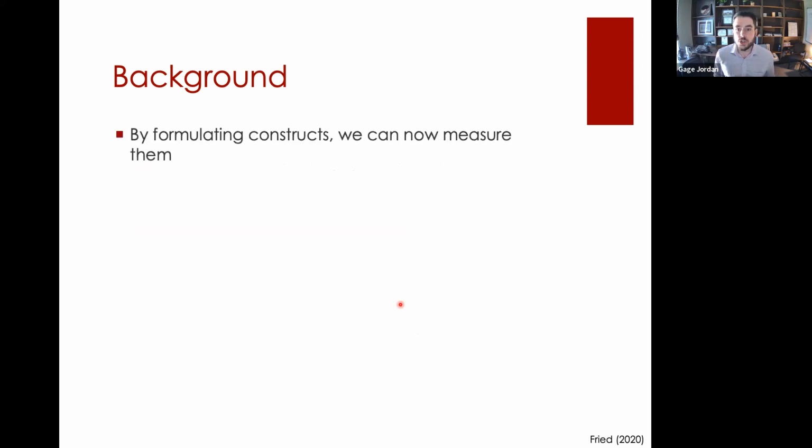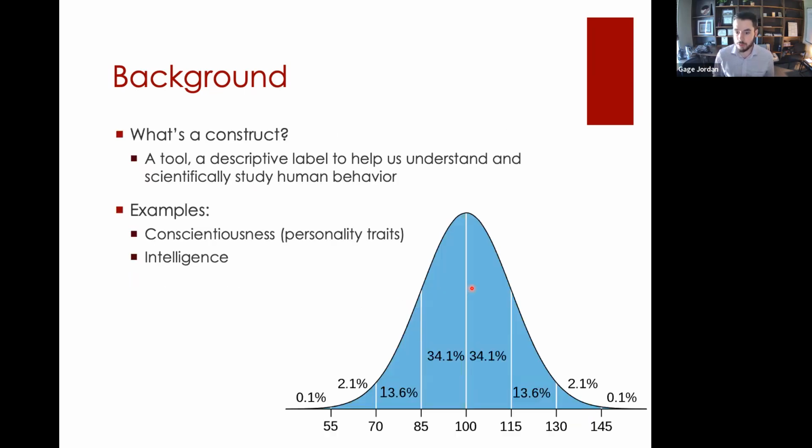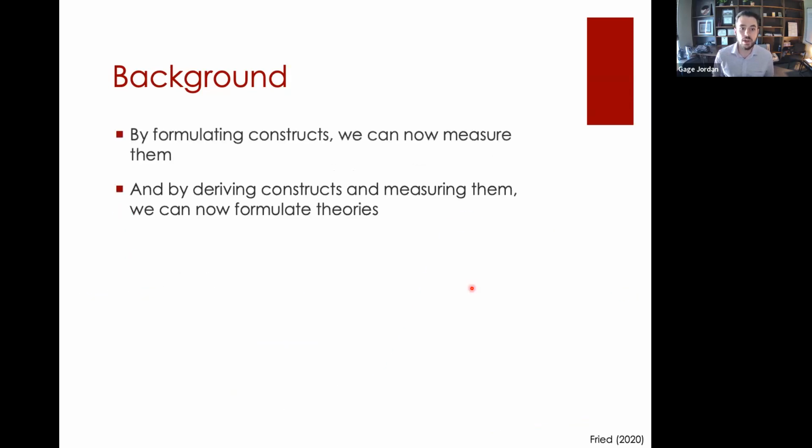And it's important to formulate constructs because in doing so, we can now measure them, like I was just talking about. We measure symptoms, we measure a person's IQ, we measure a person's personality, and so forth. And by being able to measure them, we can now formulate theories. Knowing what depression is, knowing what a mental disorder is, we can now have a theory for why people could become depressed and why people's depression is maintained over time.